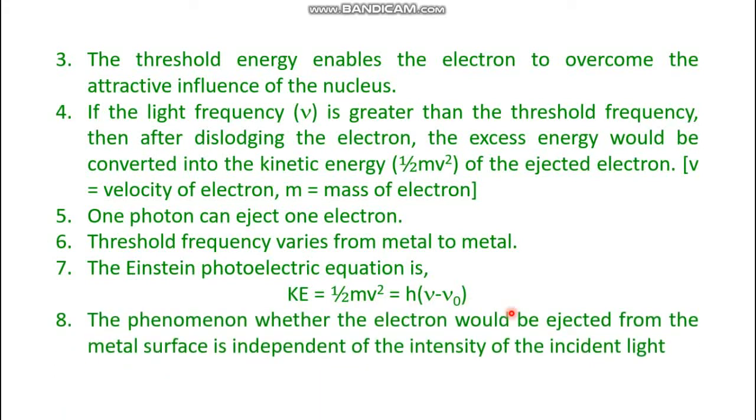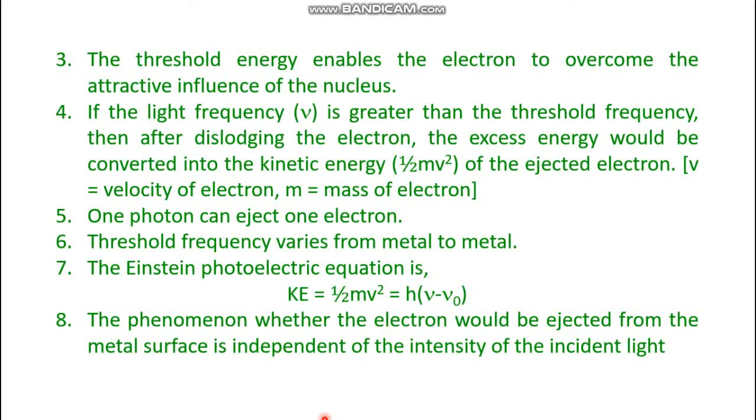And number 8, whether the electron would be ejected from the metal surface is independent of the intensity of the incident light. That means the density of the photons, the number of photons passing through a particular surface per unit time, would not at all matter. If you increase the intensity without increasing the frequency, and the minimum energy requirement is not met, the electron would never be dislodged. So it does not depend upon the intensity.